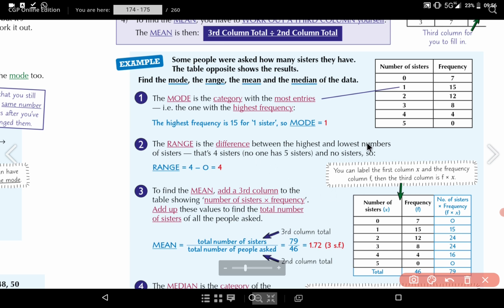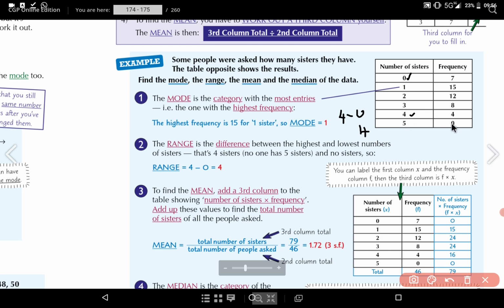The lowest number happens to be 0. The highest number is 5, but there is nothing for 5. The frequency is 0, so the highest number will be 4. So you just subtract 4 minus 0. This will give us 4, and this is your range. We can't pick 5 because it has a frequency of 0.